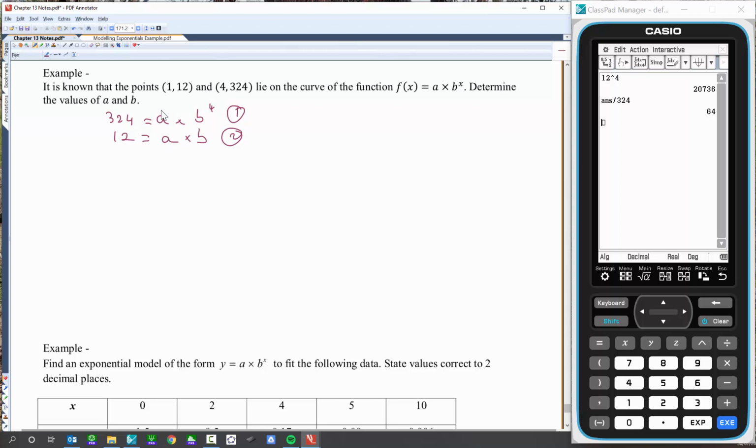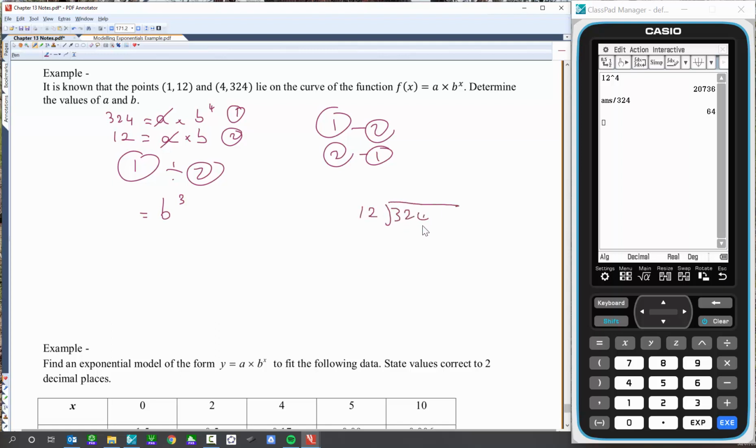Well, a lot of you will think that elimination can't happen on this because 1 take away 2 doesn't work, or 2 take away 1 doesn't eliminate, but who said you had to subtract or add? So here's what I'm going to do. I'm going to do 1 divided by 2. I'm going to create a third function, which is the result of dividing the first function by the second function. So what happens is the a's cancel out because a divided by a is 1.